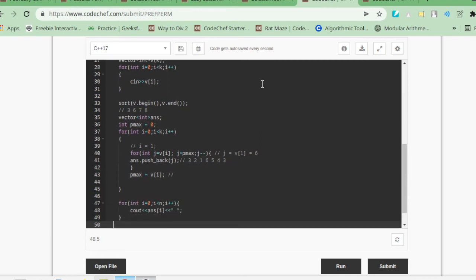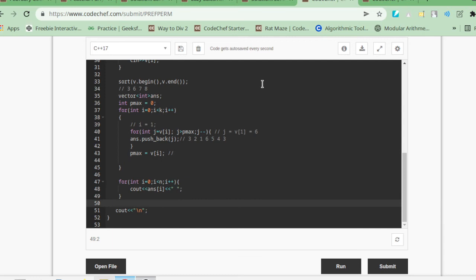Don't worry if you are not getting anything from this code or not understanding it, very soon I will be releasing an explanatory video also.